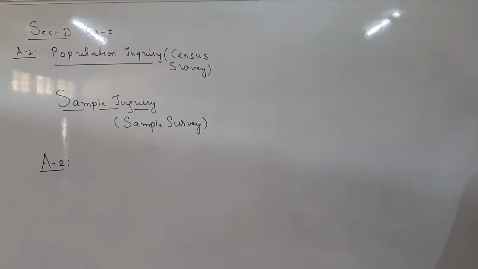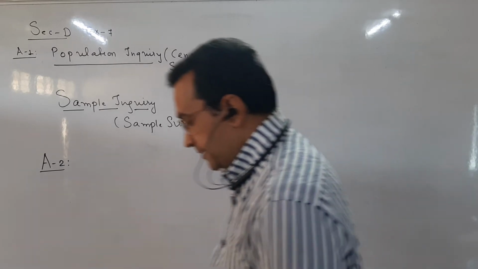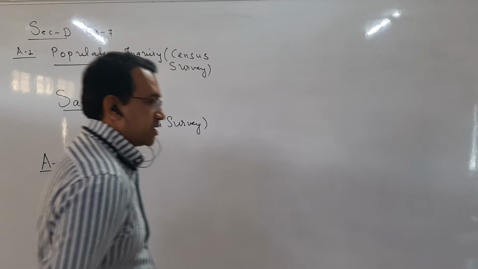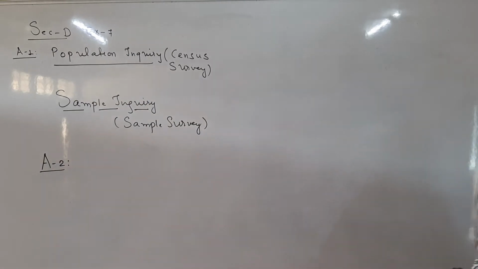The best example, breaking of glass. The glass which is used to manufacture a bulb, in such a condition I have to break the glass to check the quality of glass. In such a case, students, we cannot have population inquiry. We cannot destroy the entire lot of bulbs which are prepared. So these are basic points.